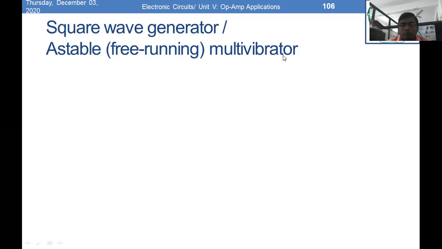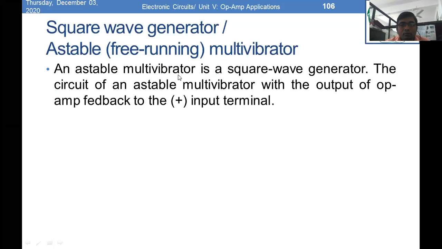So today we will start the topic square wave generator. In the last lecture we learned the Schmitt trigger, which is also one kind of square wave generator. But today we are going to learn the free running square wave generator, also called the astable multivibrator. The astable multivibrator is considered a square wave generator.